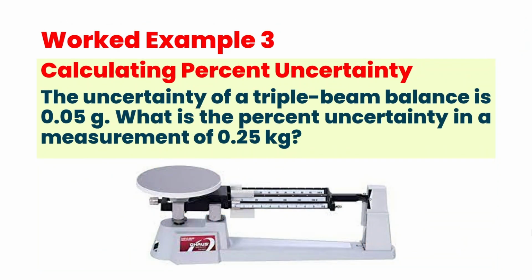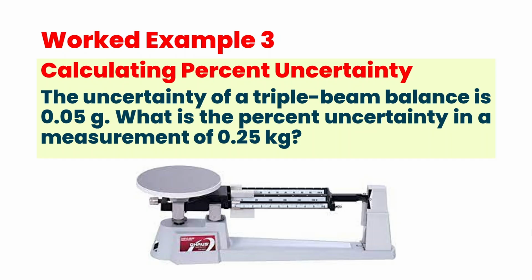Let's solve another problem. Let's calculate the percent uncertainty of a triple beam balance. The uncertainty of a triple beam balance is 0.05 grams. What is the percent uncertainty in a measurement of 0.25 kilograms? Based on the problem, the uncertainty is already given. Remember, in the formula, the uncertainty is sigma A, the numerator. And the measurement is 0.25 kilograms. That is our A for the formula.